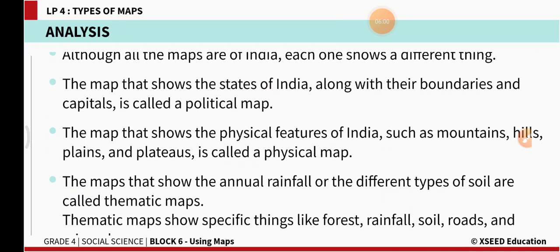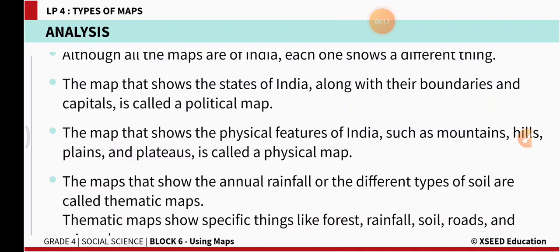The map that shows the states of India along with their boundaries and capitals is called a political map. The map that shows the physical features of India such as mountains, hills, plains and plateaus is called a physical map.